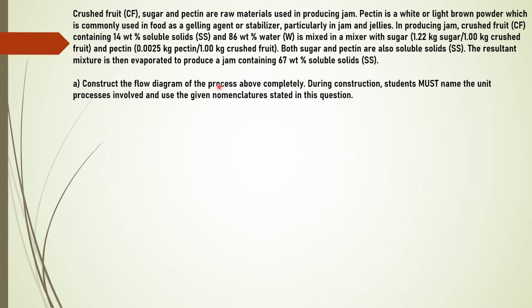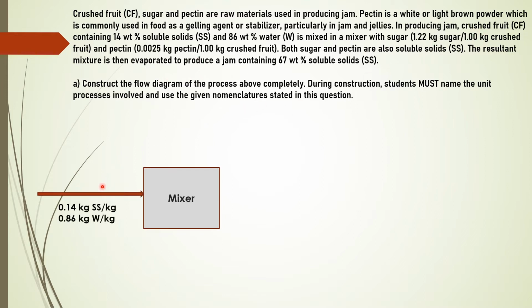Construct the flow diagram of the process above completely. During construction, students must name the unit processes involved and use the given nomenclature stated in this question. Thus, from these sentences, in producing jam, crushed fruit containing 14 weight percent soluble solids and 86% water is mixed in a mixer. We can know that the first process is a mixer containing a crushed fruit feed of 14 weight percent of soluble solids and 86% of water.